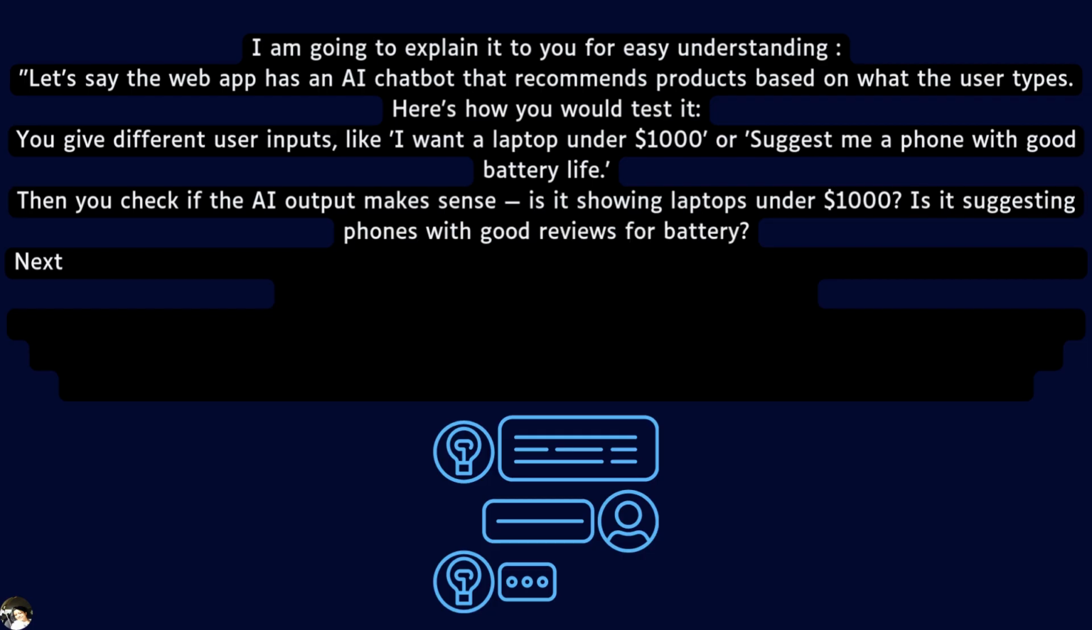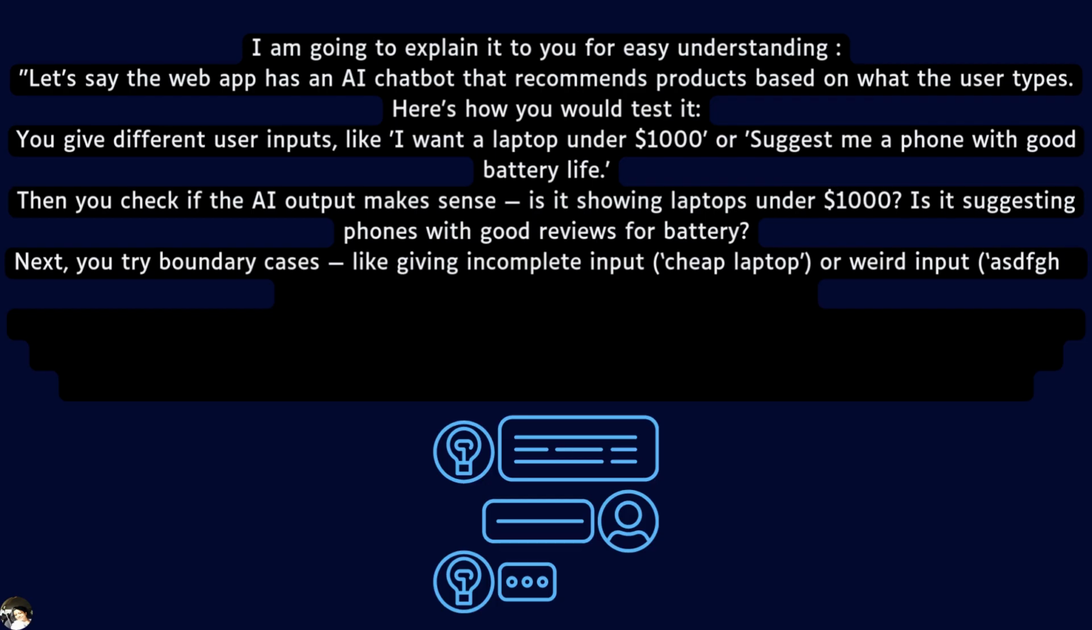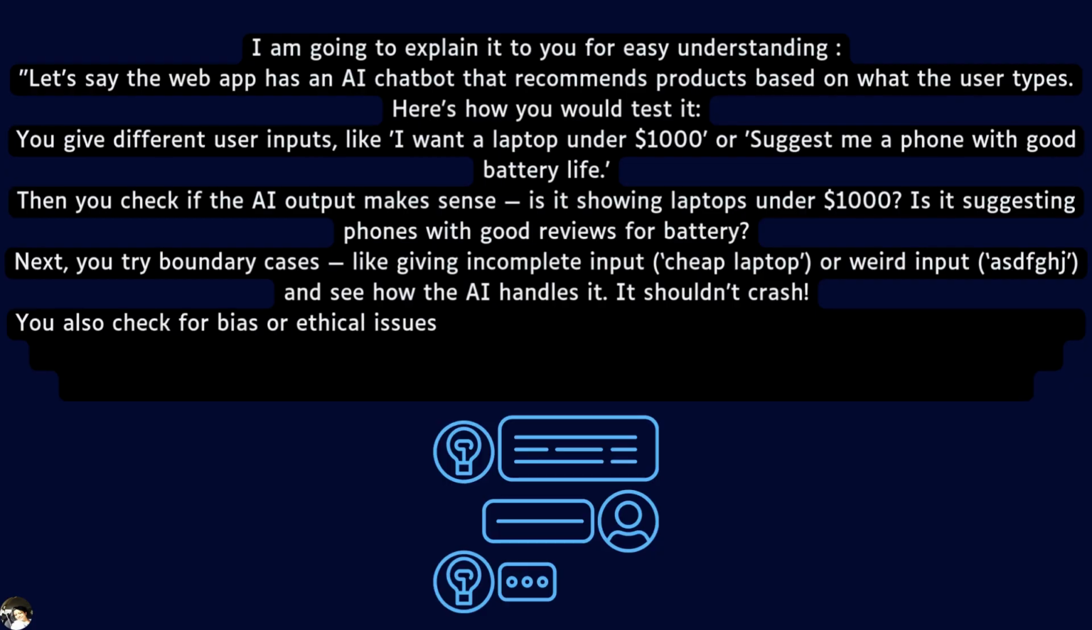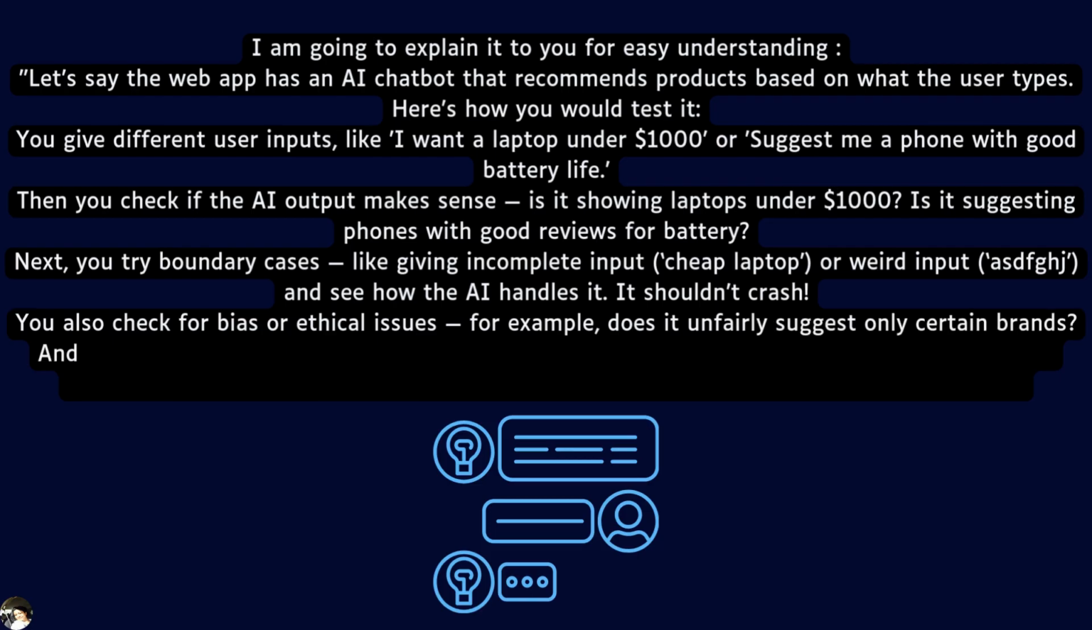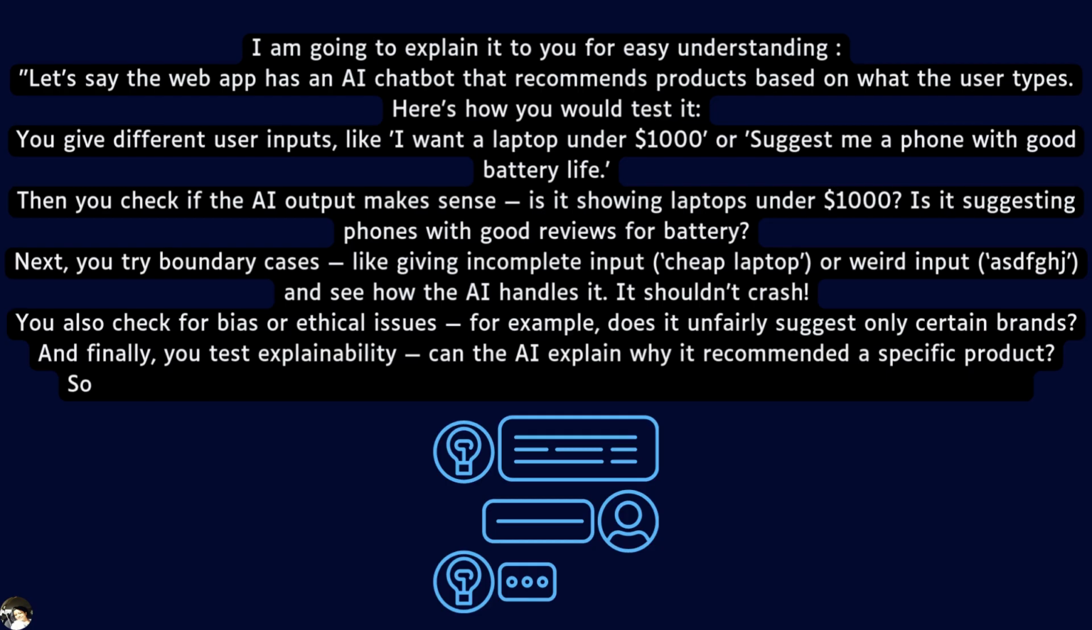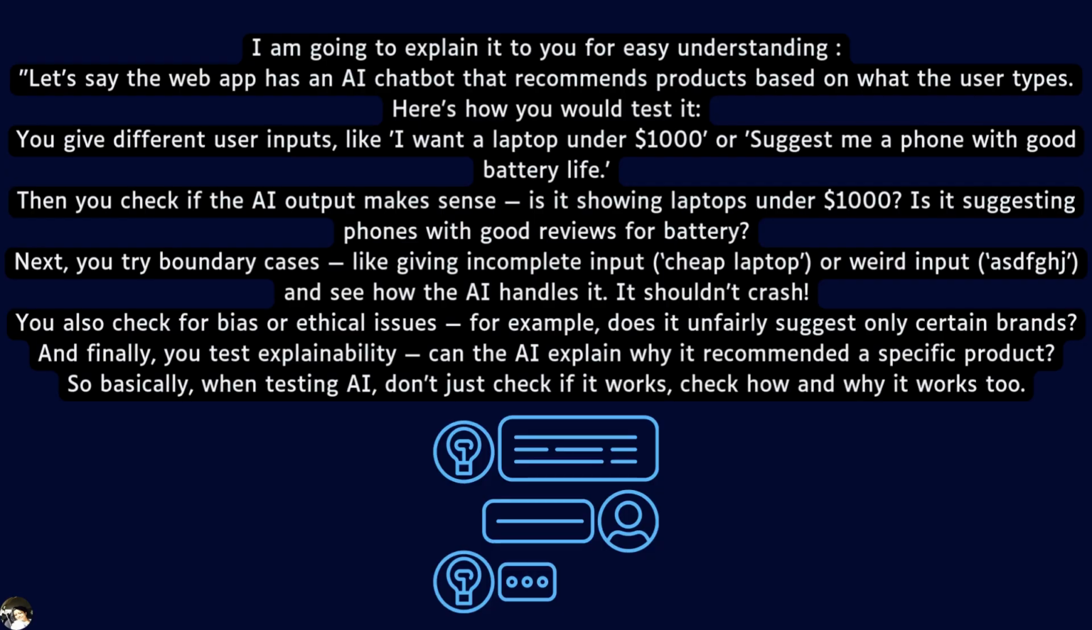Next, you try boundary cases like giving incomplete input, cheap laptop, or weird input and see how the AI handles it. It shouldn't crash. You also check for bias or ethical issues. For example, does it unfairly suggest only certain brands? And finally, you test explainability. Can the AI explain why it recommended a specific product? So basically, when testing AI, don't just check if it works, check how and why it works too.